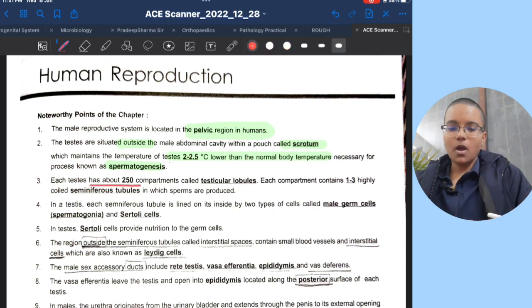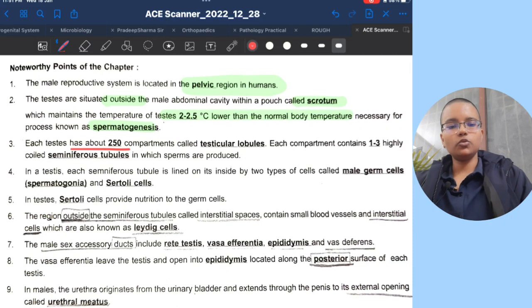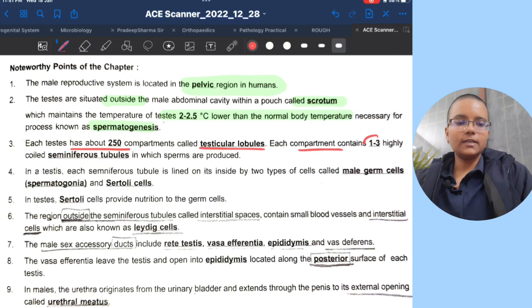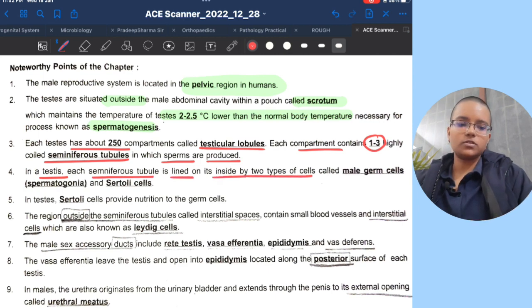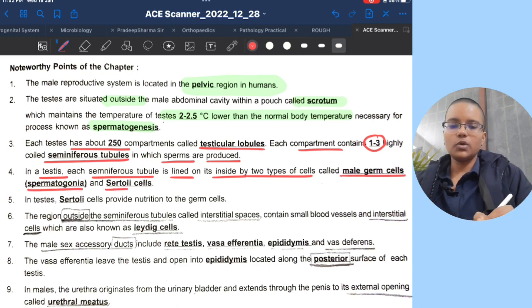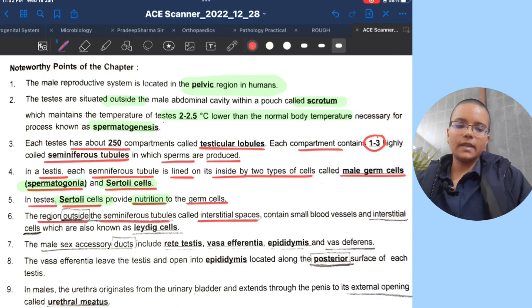Each testis has about 250 compartments called testicular lobules. Each compartment contains 1 to 3 highly coiled seminiferous tubules in which sperms are produced. In a testis, each seminiferous tubule is lined on its inside by two types of cells called male germ cells, spermatogonia, and Sertoli cells. In testis, Sertoli cells provide nutrition to the germ cells. The region outside the seminiferous tubule is called interstitial space, containing small blood vessels and interstitial cells, which are also known as Leydig cells.